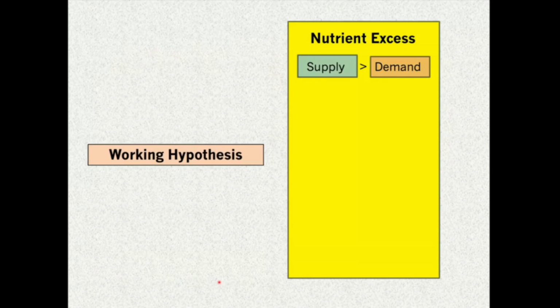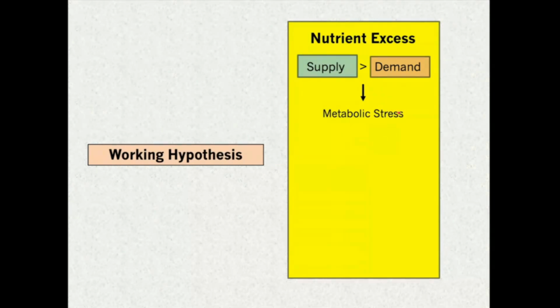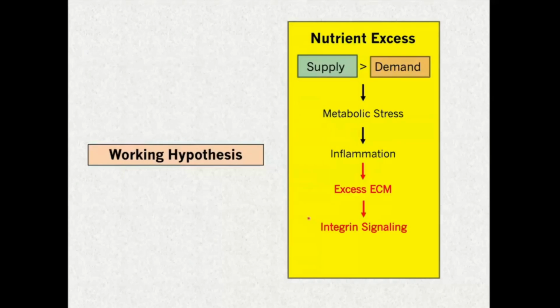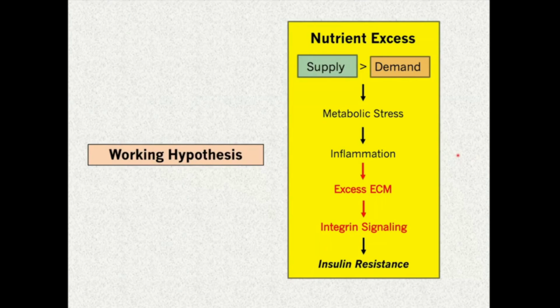So we worked with this hypothesis. Supply-demand mismatch results in a metabolic stress, and there are a number of hypotheses for what this metabolic stress may be, lipid metabolites or oxygen free radicals. And this leads to inflammation, which we hypothesize results in ECM excess. And here's where the hypothesis is, where we think this signals cell surface receptors called integrins. And this contributes to the insulin resistance.